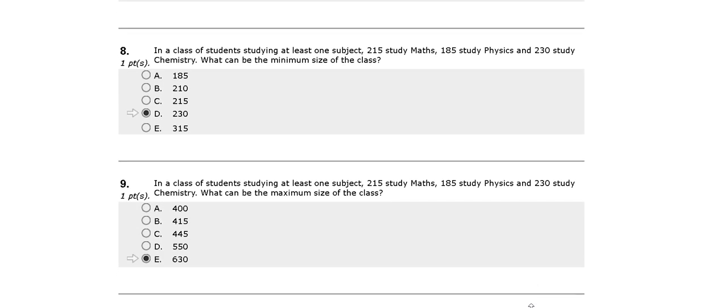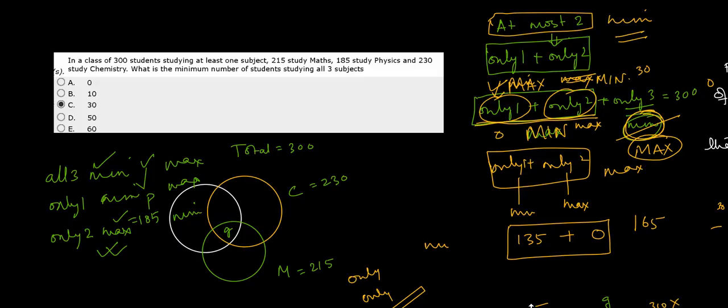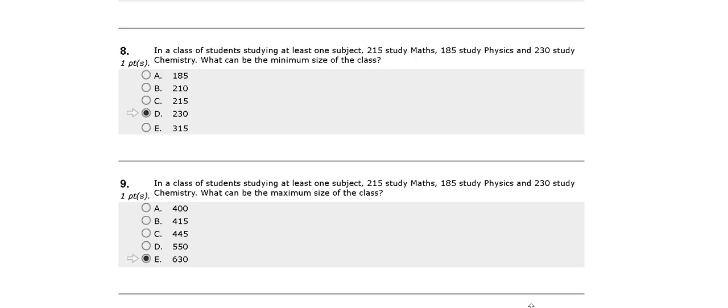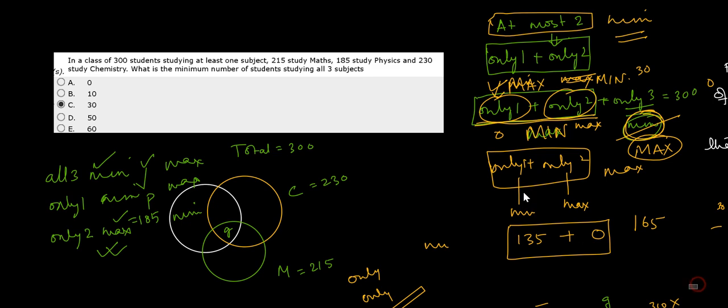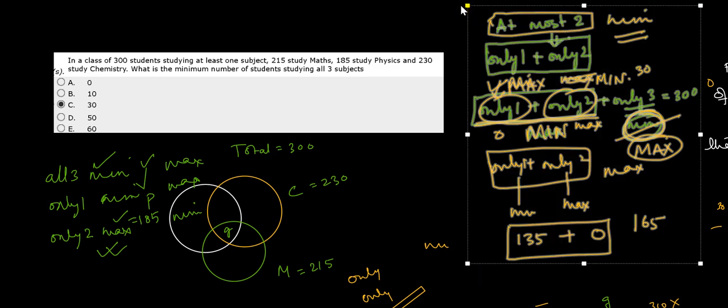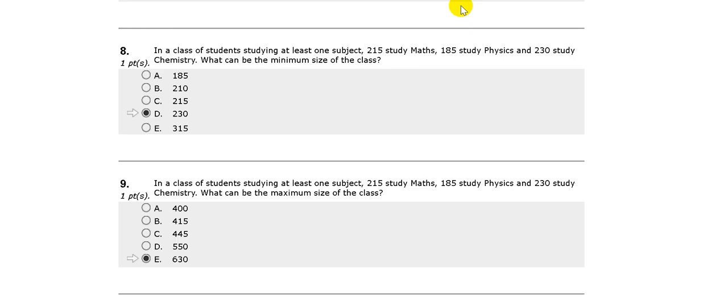Next one, what is the minimum size of the class? It would be 230. This is easy, right?